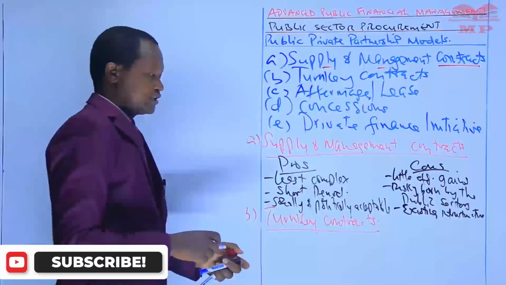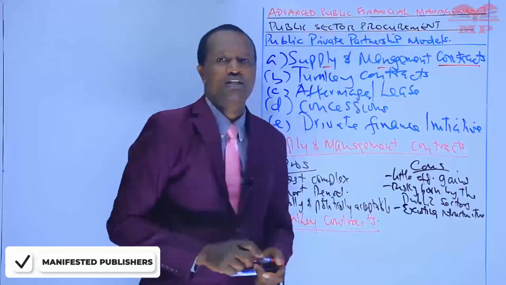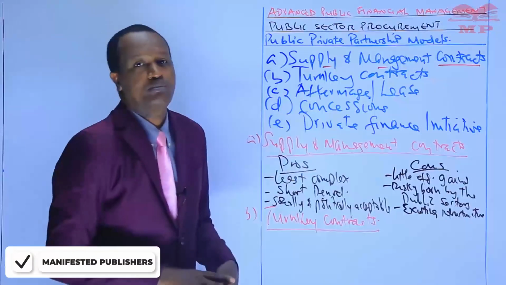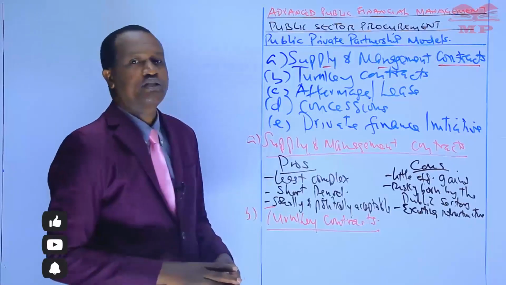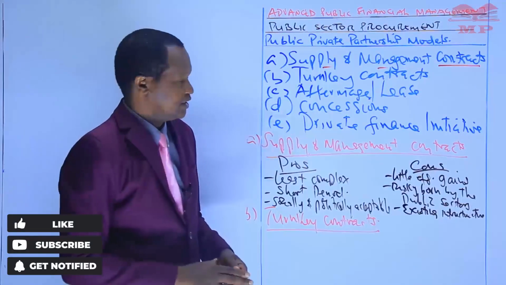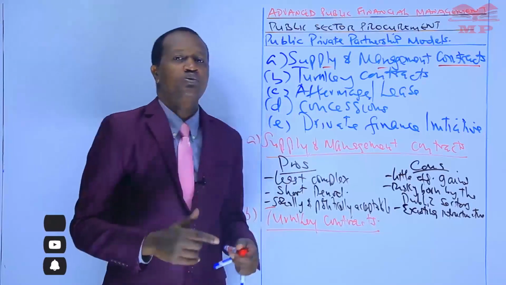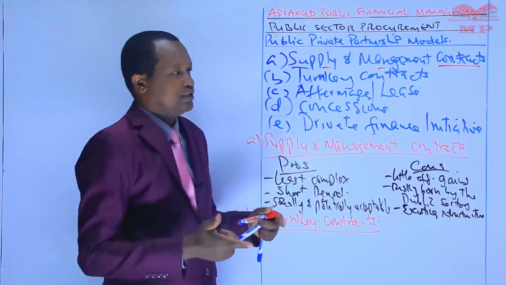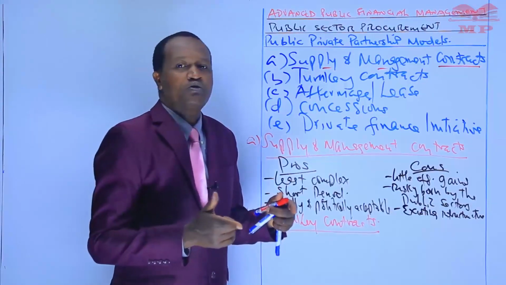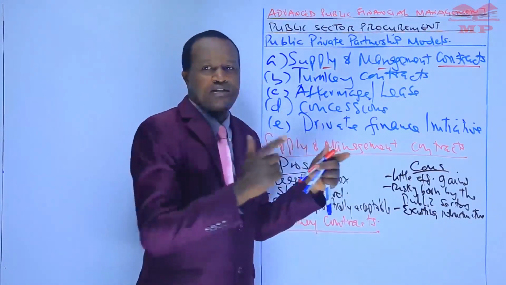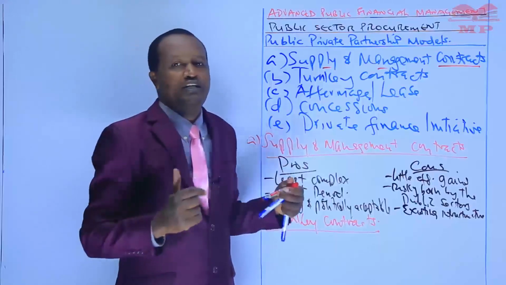Turnkey contracts is a traditional public sector procurement model for infrastructure facilities. Generally, a private contractor is selected through a bidding process. The private sector contractor then designs and builds a facility for a fixed fee.